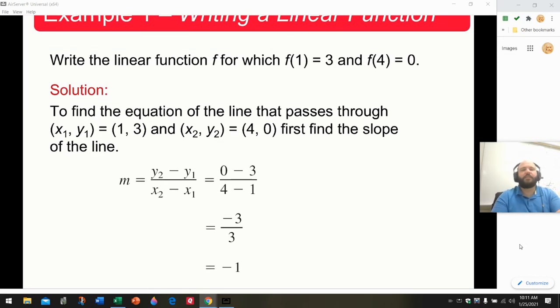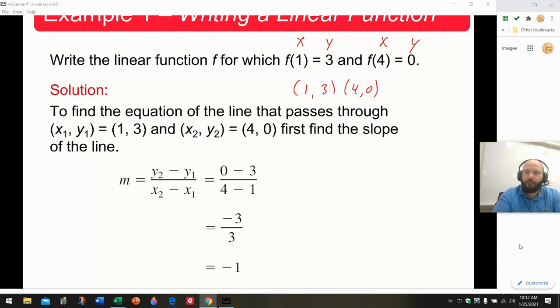So this example says, write the linear function f for which f of 1 equals 3 and f of 4 equals 0. This is a very early type of problem you would have done a long time ago in Algebra 1. So this is probably going to be a little bit tricky for some of you till you catch on to what we're doing. But what they're giving you is ordered pairs. There's our x, there's our y. Okay, here's our x, there's our y. So they gave us two ordered pairs, (1, 3), and then they gave us the point (4, 0), and they want us to write an equation of a line that goes through those two points.